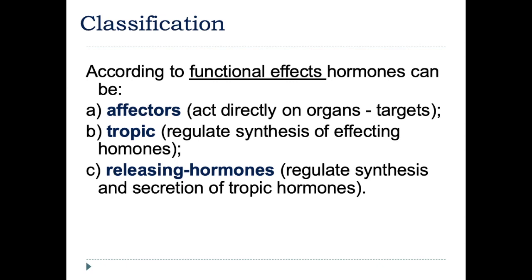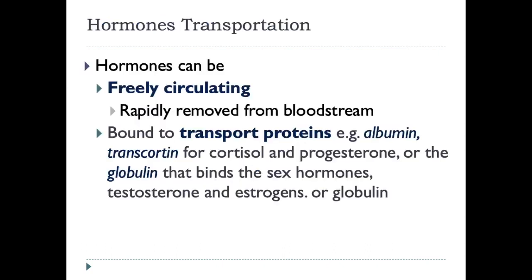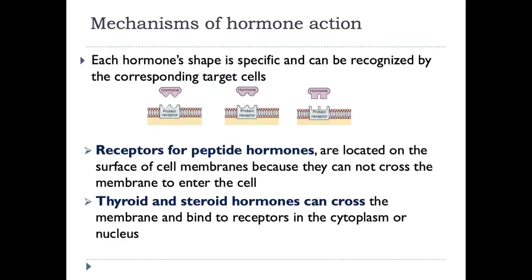We have to remember that we differentiate hormones according to their transportation into freely circulating hormones, which are usually rapidly removed from the bloodstream, and hormones bound to transport proteins, as an example albumin, transcortin, or globulin. Hormones associate with these transport proteins, and then they can be transported to some target organ. When we discuss the principle of the mechanism of hormone influence, the most important thing is the high level of specificity between a hormone and its interaction with the receptor.